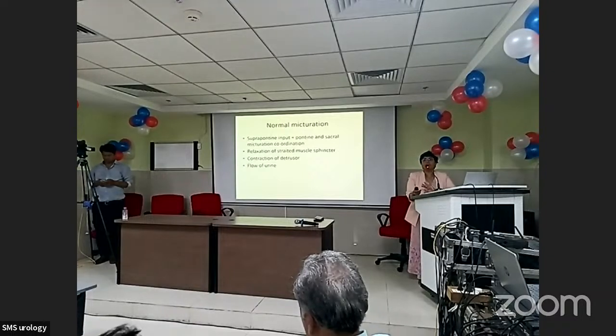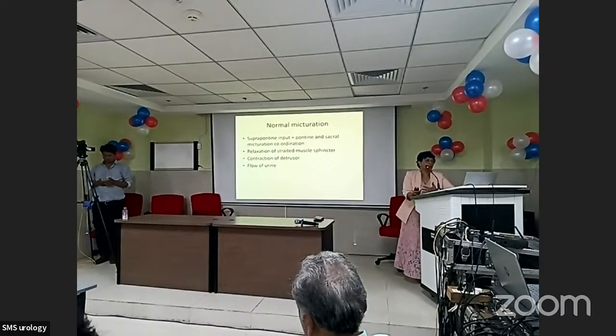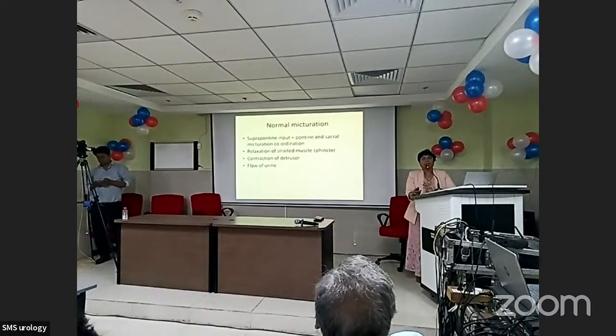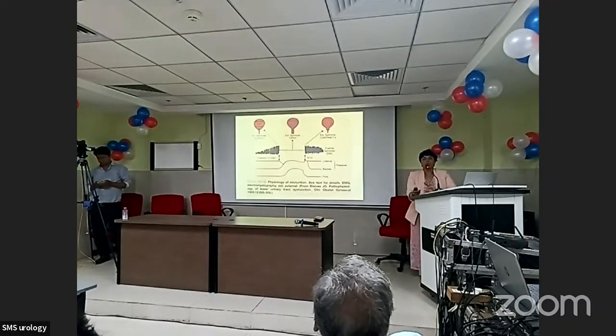Now we know what is normal micturition. Our higher centers, the suprapontine centers, first tell us whether the place is safe enough or comfortable enough to pass urine. Then we know that there are these pontine and sacral micturition centers which coordinate. The first thing which happens is relaxation of the external sphincter. Immediately, it is preceding the contraction of the detrusor, followed by flow of urine. These are the very simple things which we want to know.